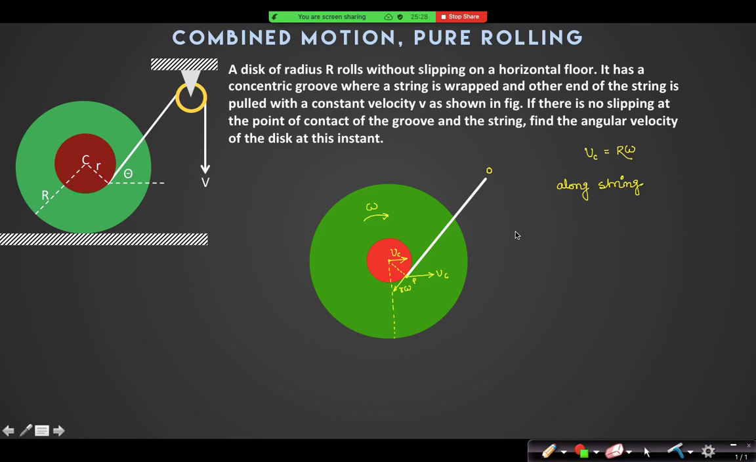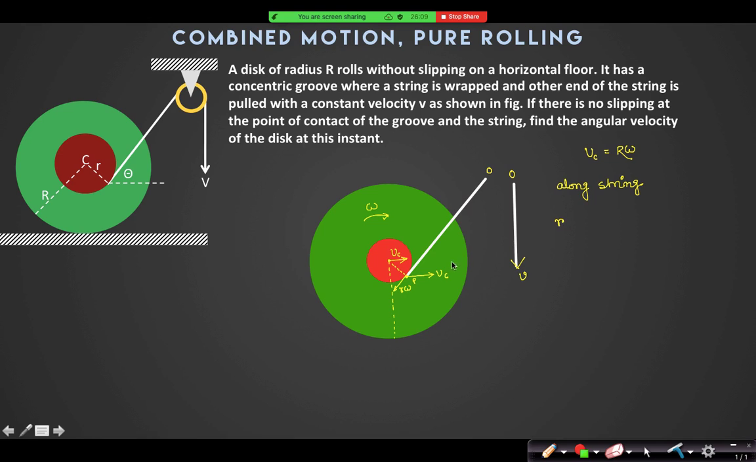equal to V. No. Do you remember the constraint equation? Yes, sir. What was the constraint equation? At this point, if some velocity is inward along the string, what do I take that velocity, plus or minus? Minus. And if the velocity is away from the string, we take it plus. Yes, that I remember, sir. So from there only I am saying Vc cos theta minus r omega should be equal to V, no?